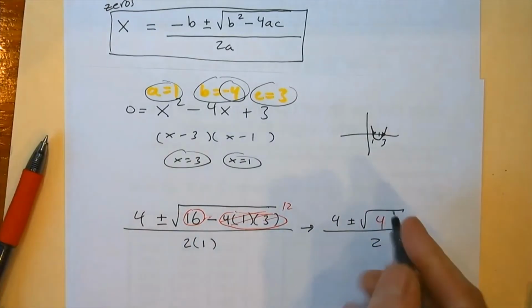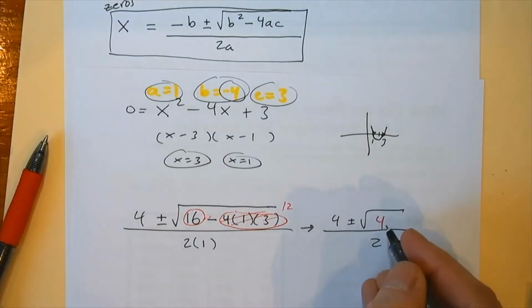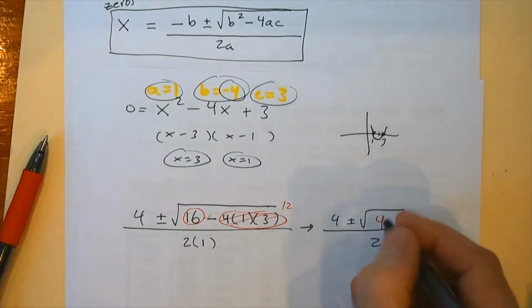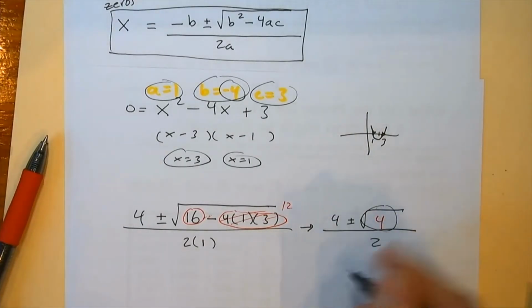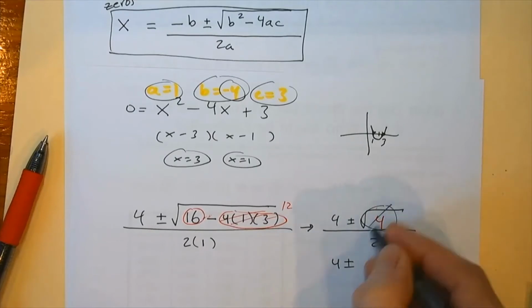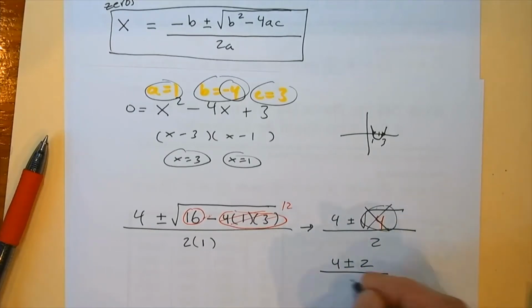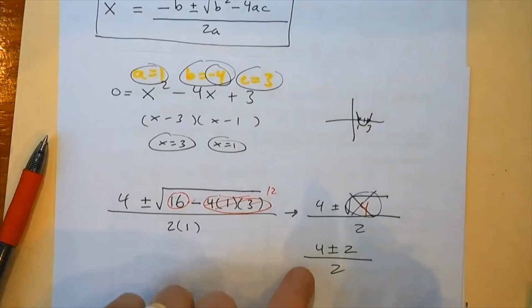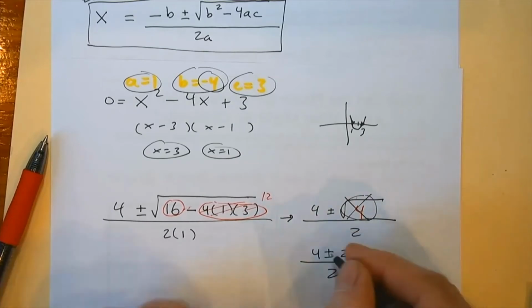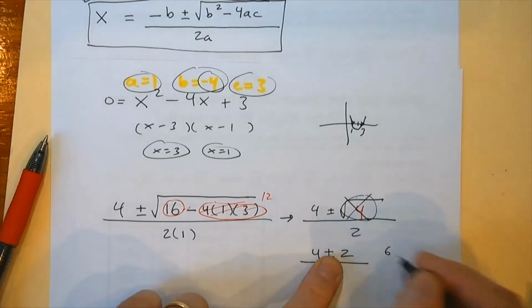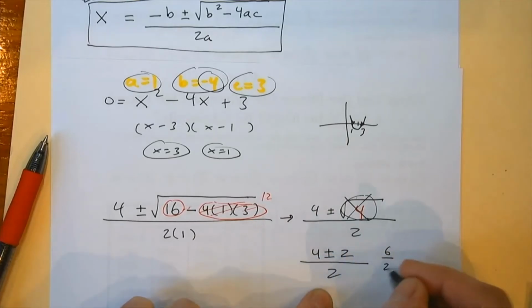Okay. Sometimes you have a number you know the square root of, sometimes you don't. What's the square root of 4? 2. Do not cancel here, okay? 4 plus or minus the square root of 4 is 2, all over 2. Very important you keep this big, big, big bar. Okay, so now you got two things. What is 4 plus 2? And what is 4 minus 2? All over 2. 4 plus 2 is 6 over 2. 6 over 2 is 3.